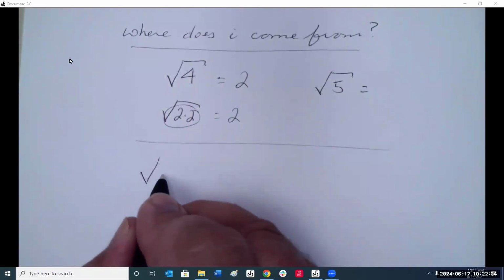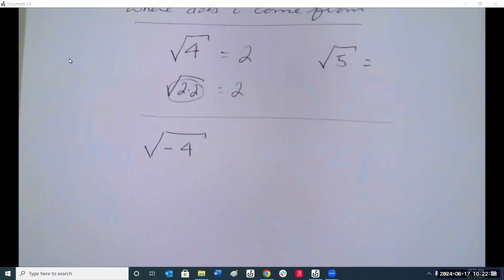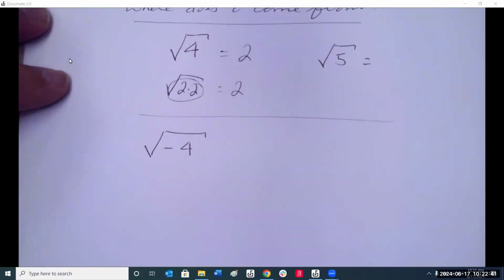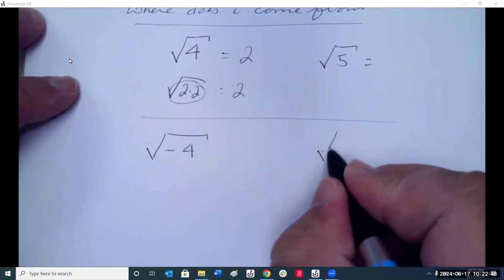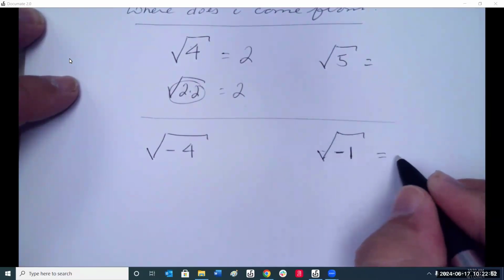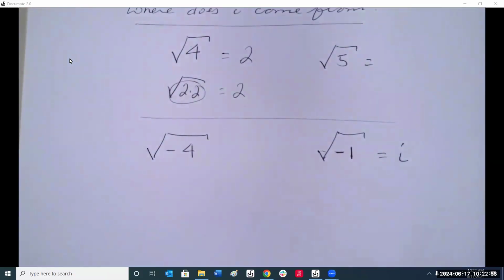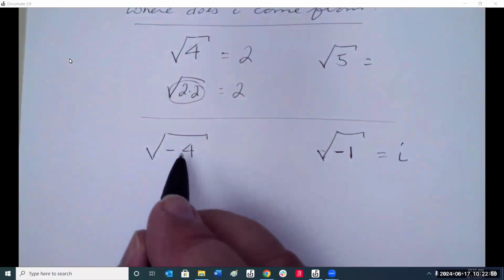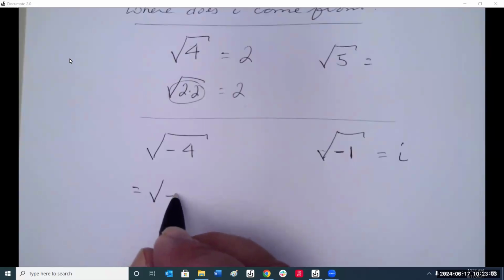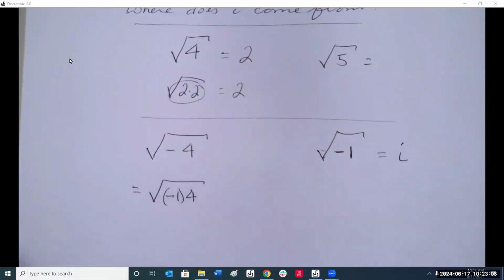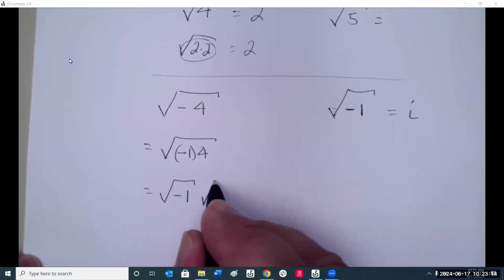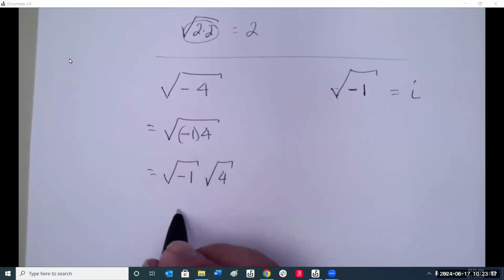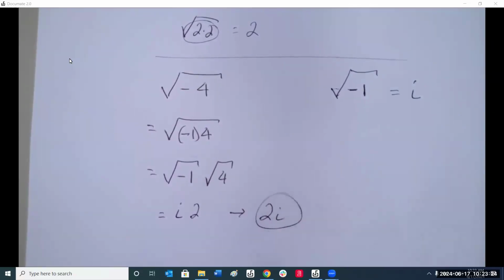But what if you had a negative number? If you had a negative radical, there is nothing that'll work. So what we do is, if you have a negative inside there, we replace it with the letter i. So basically, this number is written as negative one times four, which becomes the square root of negative one times the square root of four. Square root of negative one is i, square root of four is two. So the answer becomes 2i.